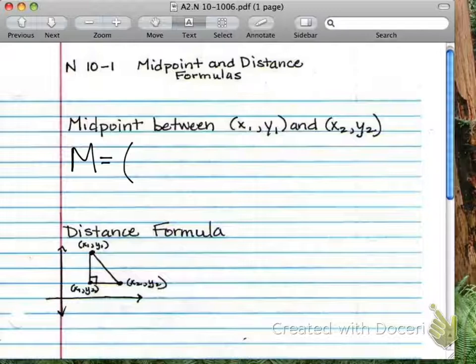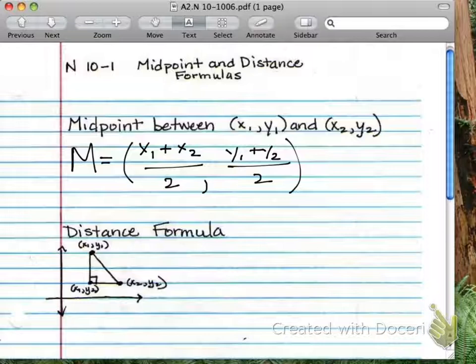Okay? Alright, so what is our formula for midpoint? y2 minus y1 over x. No, that is the slope formula. So that's the other m. x1 plus x2. So x1 plus x2 divided by 2, and y1 plus y2 divided by 2.